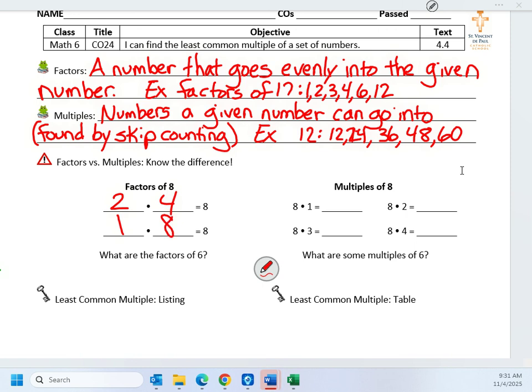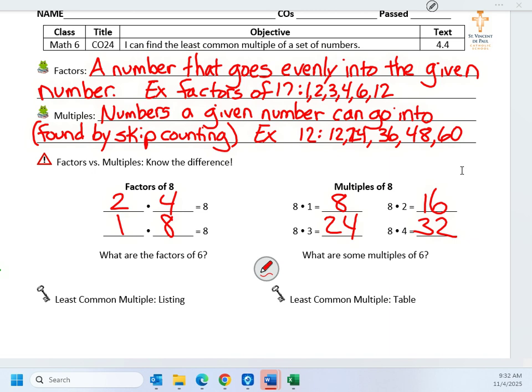Now we're going to look at multiples of 8. What's 8 times 1, everyone? 8. 8 times 2? 16. 8 times 3? 24. 8 times 4? 32. Notice how my factors of 8 are small, my multiples of 8 get big. Important difference. Factors go small, multiples go big.